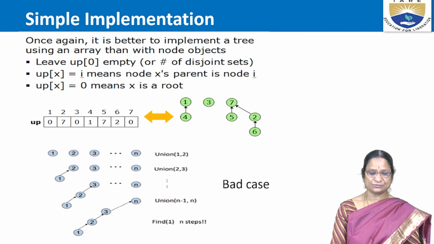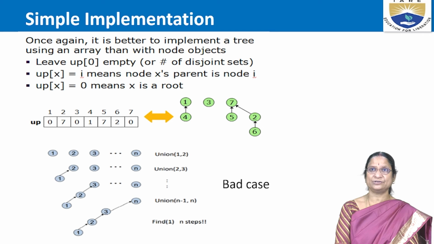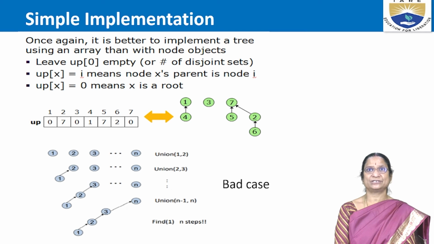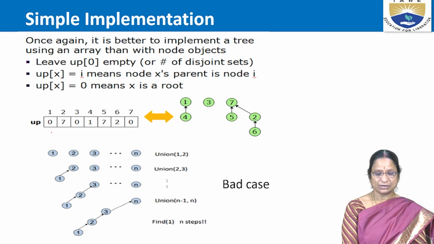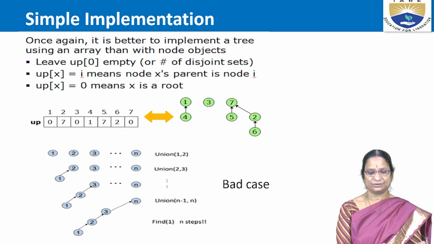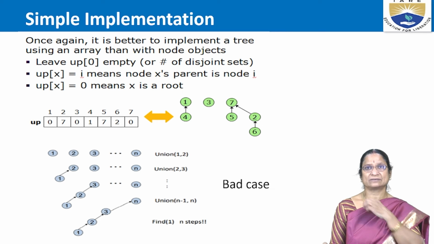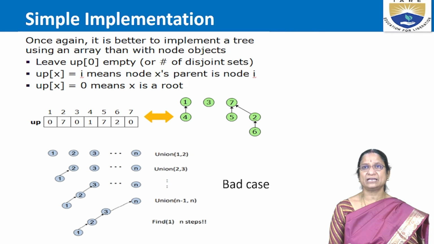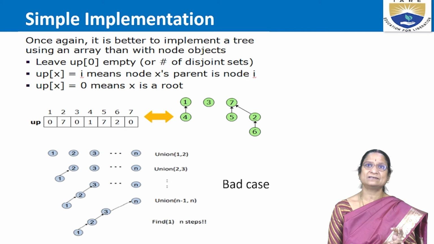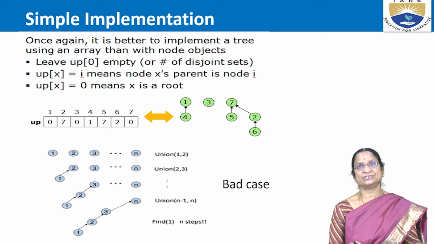For example, you can implement it by using array notation, or we can represent it using tree representation. So this is array representation. If you observe here, let us assume that we are having 1, 2, 3, 4. Once again, it's better to implement a tree using an array than with the nodes as objects. Each tree can be represented either by using a list representation, node object representation, or array representation. It's generally better to represent it as a tree.